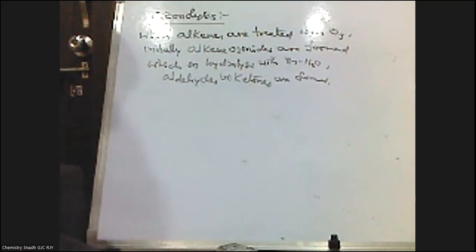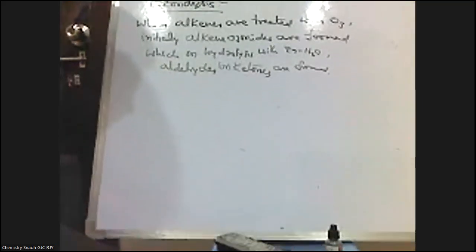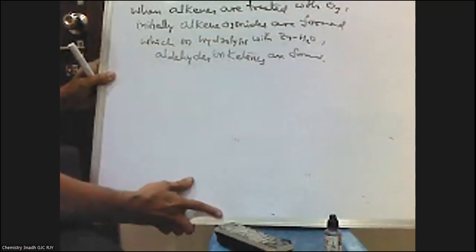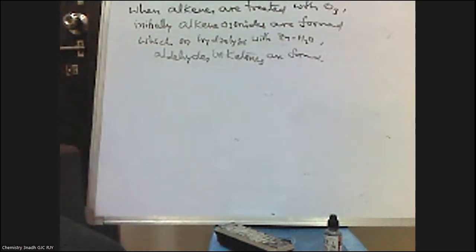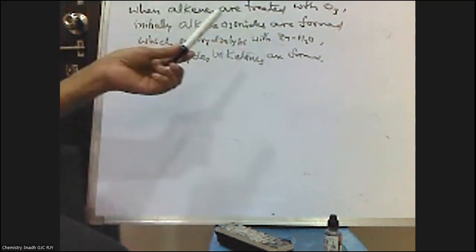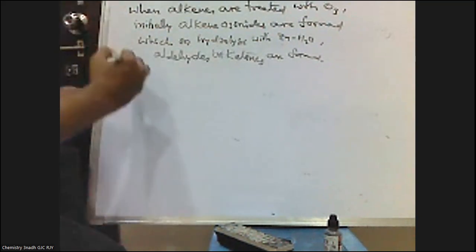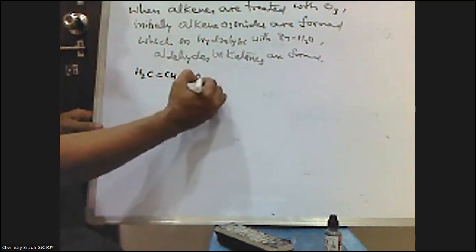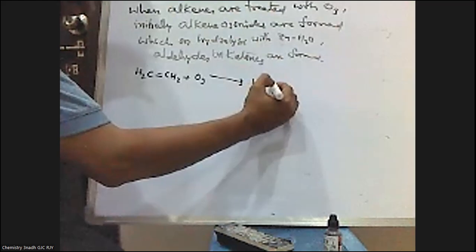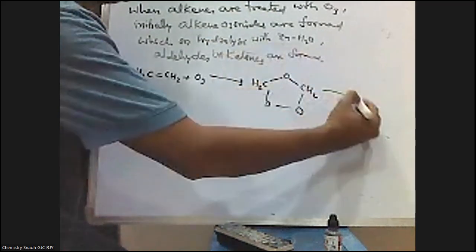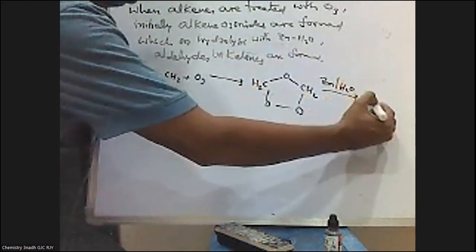When alkenes are treated with ozone, what is happening? Initially alkene ozonides are formed, which on hydrolysis with Zn and H2O give aldehydes or ketones. So when alkenes are treated with ozone, we will get the alkene ozonide, which on hydrolysis gives formaldehyde.